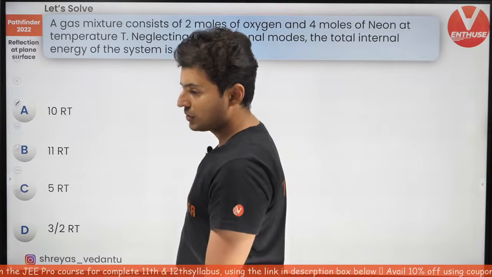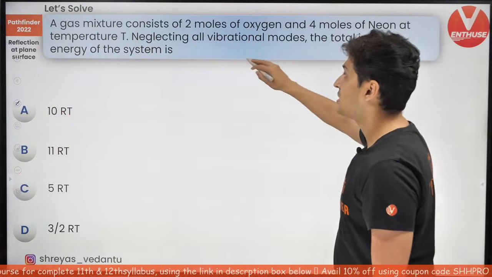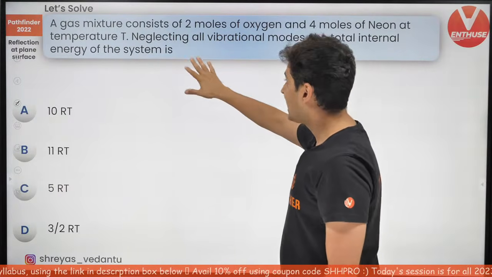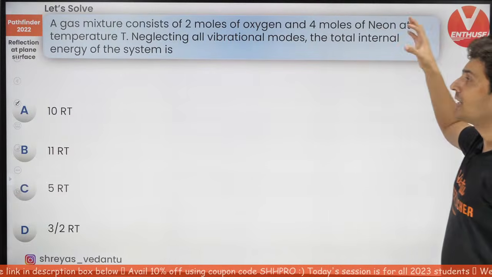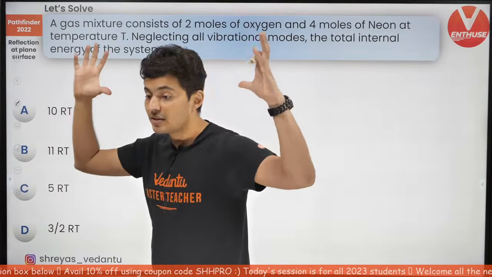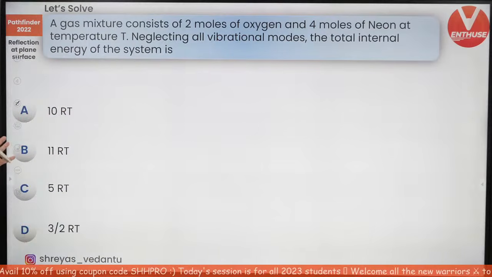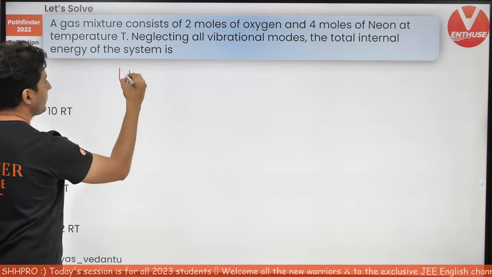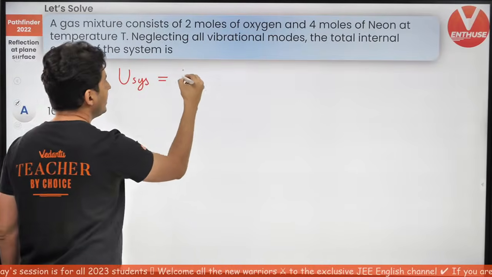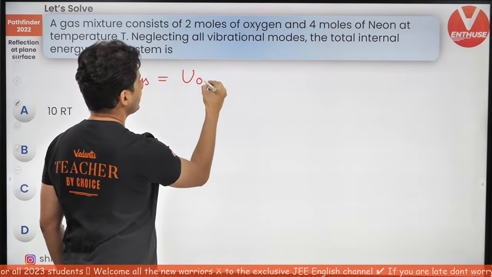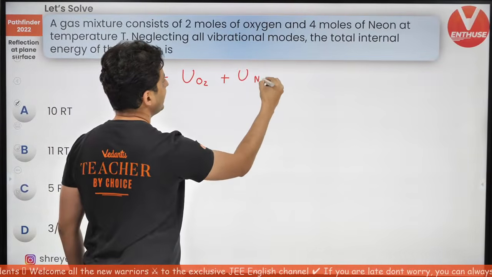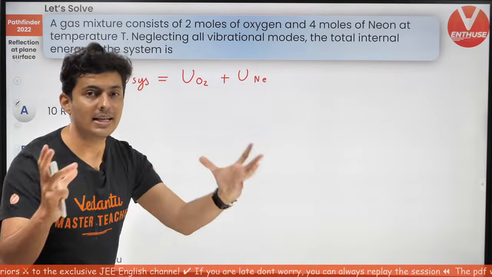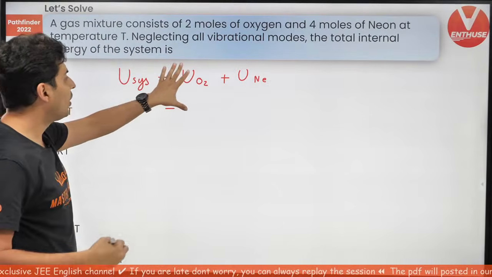Interesting. Moving on to the next question coming up on your screen. A gas mixture contains 2 moles of oxygen, 4 moles of neon at some temperature T. Neglecting all vibrational modes, the total internal energy of the complete system. They have asked you the internal energy of the complete system. So think about it. How are you going to calculate the total internal energy? The internal energy of the system will be internal energy of oxygen plus internal energy of neon. Both gases are mixed. So if you add the energy of neon and the energy of oxygen, you will get the entire energy of the mixture.